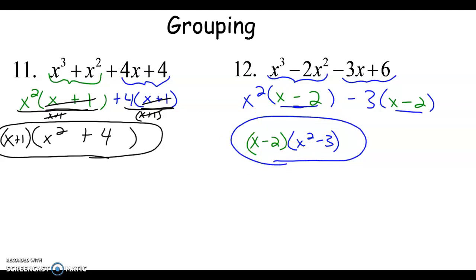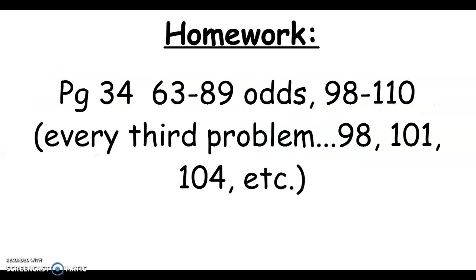All right, so your assignment, page 34, 63 to 83 odds, 98 to 110. You're going to do every third problem. So 98, then 101, then 104, then 107, then 110. Okay, so go ahead and complete that and turn it in on Canvas.